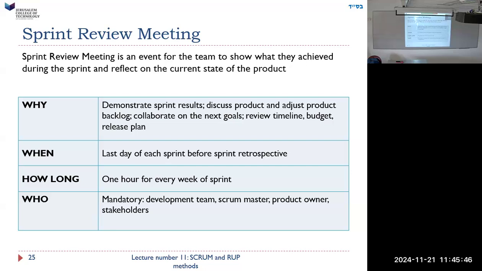How long? 1 hour. Who? Mandatory: the whole development team, the Scrum master, the product owner, the stakeholders. So here the product owner really should be doing most of the talking, because he should be saying, okay, this is where we are, this is where we stand. We've done this stuff. He sees the bigger picture. This is how much we've got done. This is what I want to do next time. Maybe we should adjust the product backlog. Can we add new things to it, remove things?